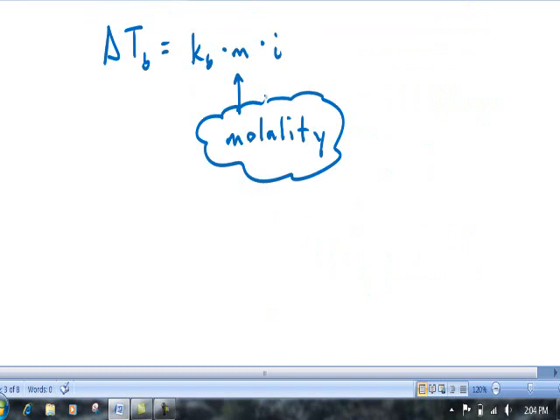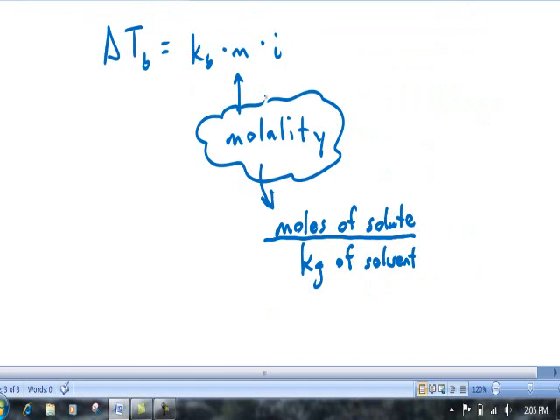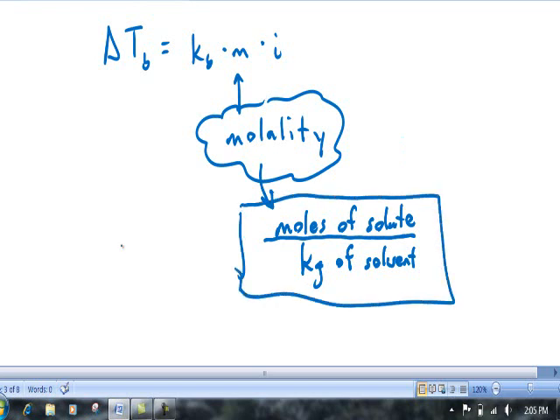The small m in each of our equations is a unique unit of measure that's specific for these change in boiling and change in freezing point scenarios, which are known as colligative properties. It's something called molality. Now what molality is, it's the amount of moles of solute, the material being dissolved, divided by kilograms of solvent. This would be how one figures out the molality for a given solution.